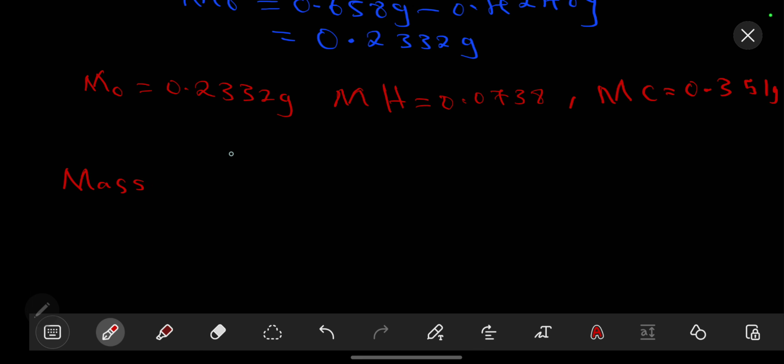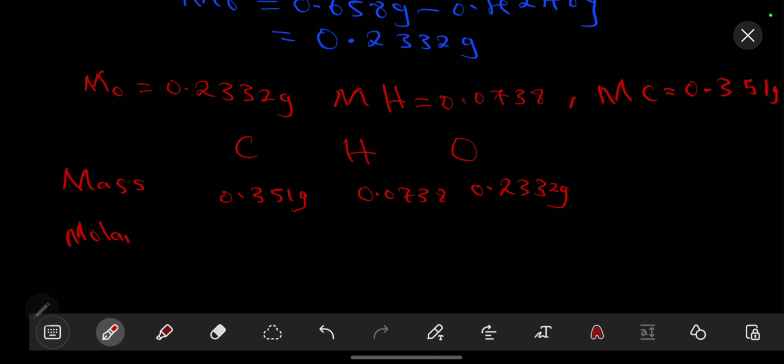Which elements do we have? So let's begin with carbon, we have hydrogen, then last but not the least, we have oxygen. So we are going to put them like that. Carbon has got a mass of 0.351 grams. Hydrogen has got the mass of 0.0738. Then oxygen has got the mass of 0.2332 grams.